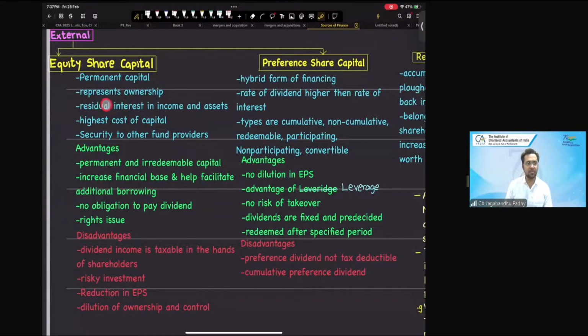What do we understand by this term residual interest, guys? You might have heard this generally. Equity shareholders are the residual recipients of assets. Leftover profits are given to the equity shareholders. Is it only the leftover profits that are given to the shareholders?